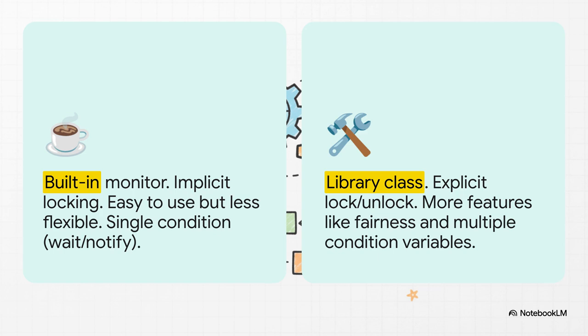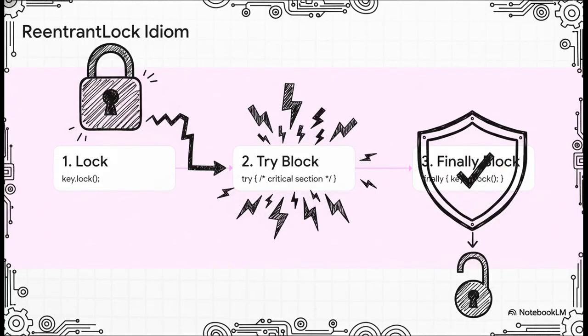So why bother? Well, in exchange for that extra typing, you get a lot more features, like fairness options, and, most importantly, the ability to create multiple condition variables from a single lock, which is a total game changer for some of the more complex problems. And if you're going to use ReentrantLock, this pattern here is not a suggestion, it is a rule. It's non-negotiable. You must, always, without fail, put your unlock call in a finally block. Let me say that again. Unlocking call goes in the finally block.